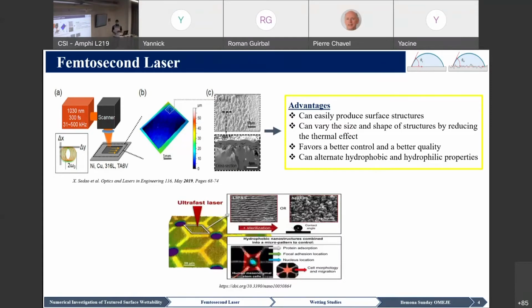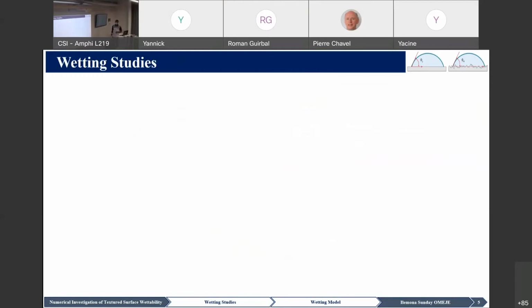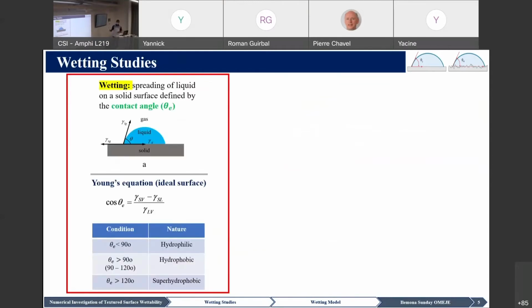One of the projects we're working on at the Laboratoire Hubert Curien is to understand the spread of cells and migration on femtosecond textured material. As part of the simulation group, we want to understand how these cells spread on the material. So it is important to understand the wettability of such material. As an introduction, wettability is simply the spreading of a liquid on a solid surface, which is defined by the contact angle between the liquid and the solid.